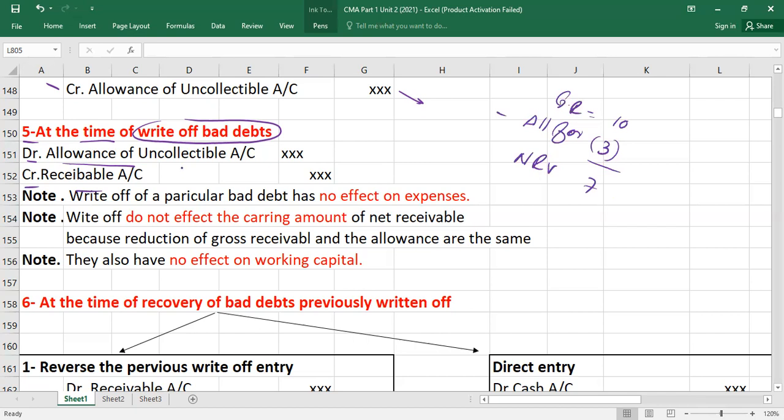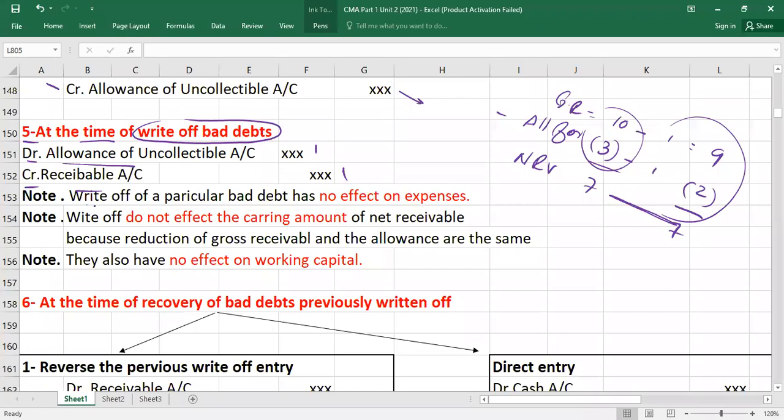Okay. Now what happened? For example, I have written off that customer now, and the amount is $1. So what's the entry? Debit allowance and credit receivable. It means this $1 will be deducted from receivables, and this $1 will be deducted from allowances also. It means receivables are going to be 9, allowances are going to be 2, because you have reduced the allowances. Again, your NRV is how much? 7. So see, there is no change in NRV, but there is a change in the presentation. Understood? So that is question number 1 regarding writing off bad debts.